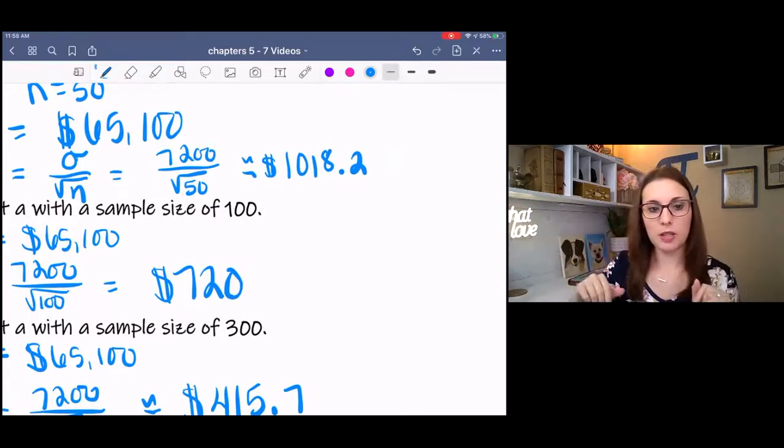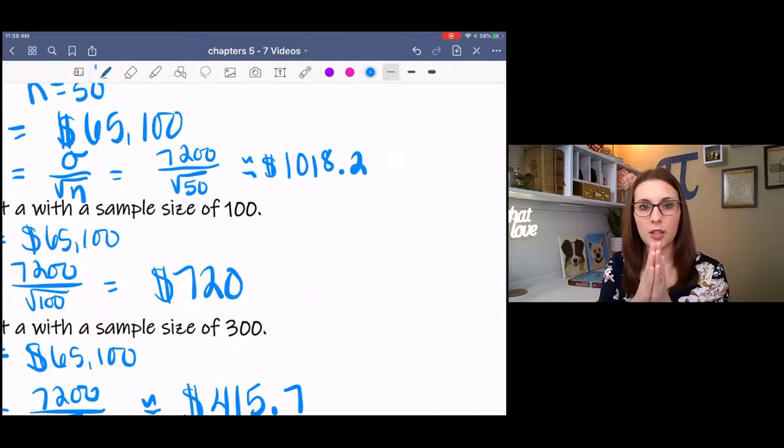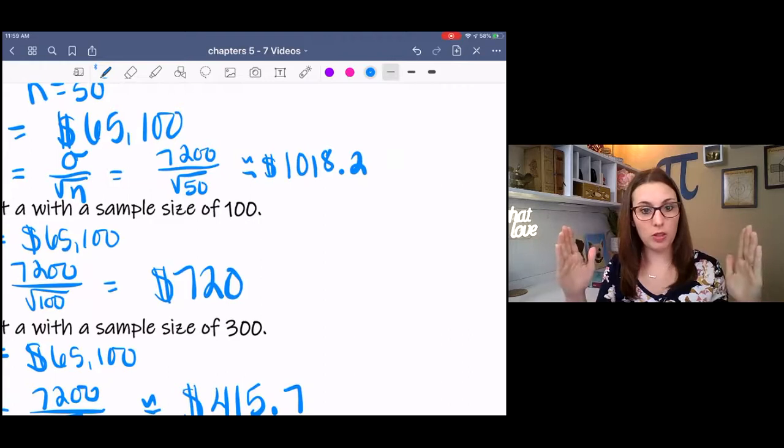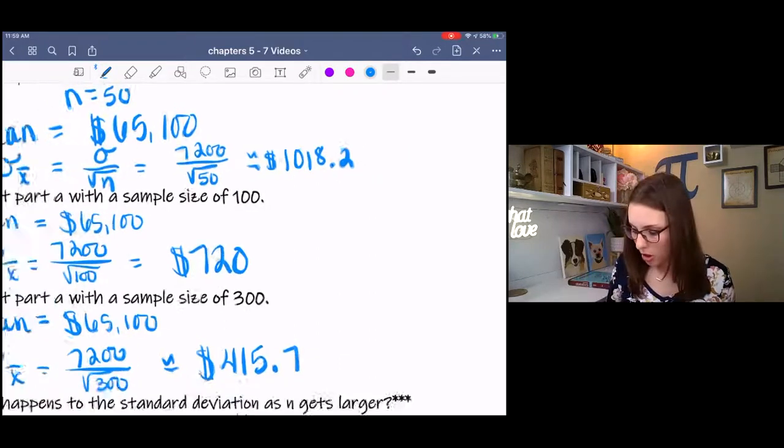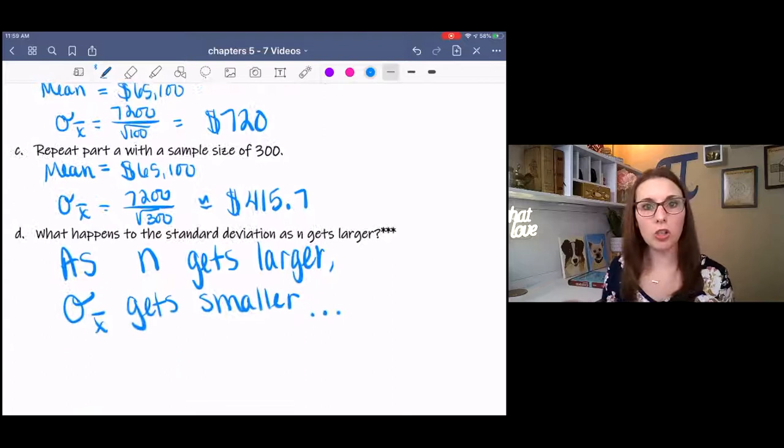And then my sample sizes get larger. Now 1 standard deviation is $720. That's going to be less spread out. And then with an even larger sample size of 300, 1 standard deviation is basically cut in half, only $415. Now we're getting closer and closer to the mean. So as n gets larger, our data is going to be clustered closer and closer to the mean. And so we're getting more accurate information.